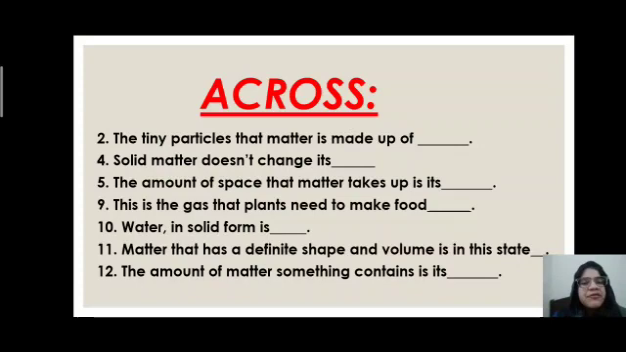So, the first blank is the tiny particles that matter is made up of. I have told you that matter is made up of very small particles. And what are those small particles? You have to write down the answer.